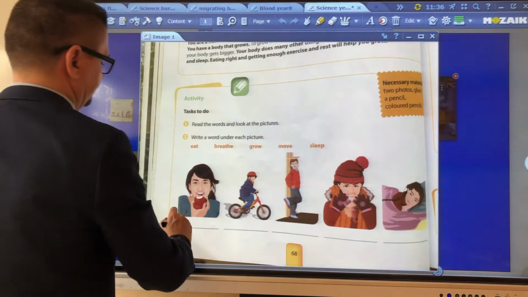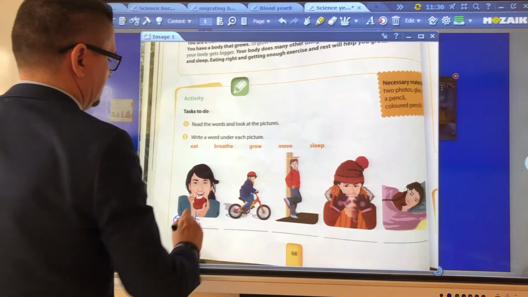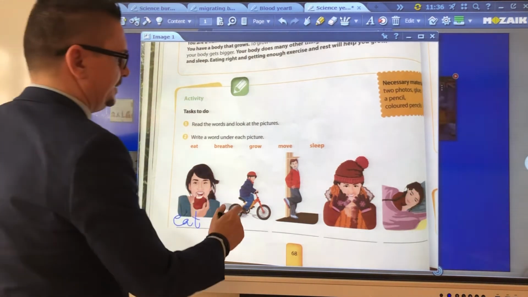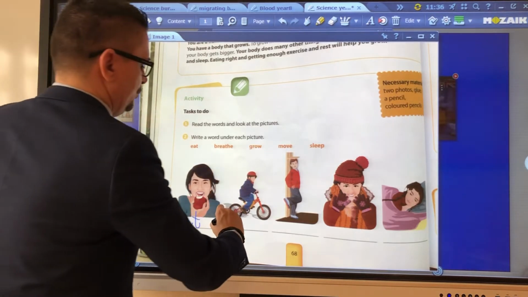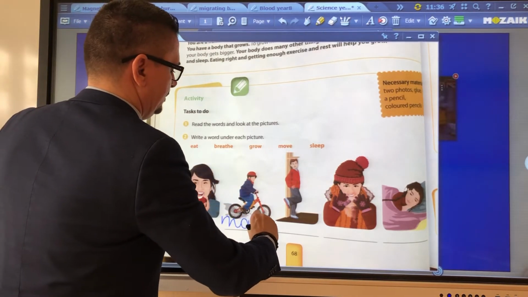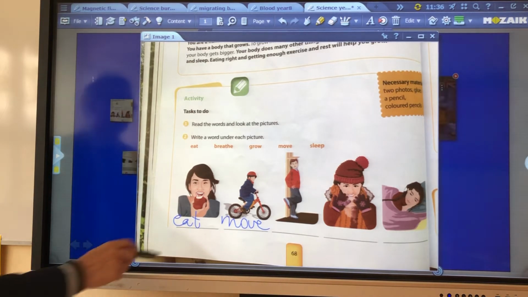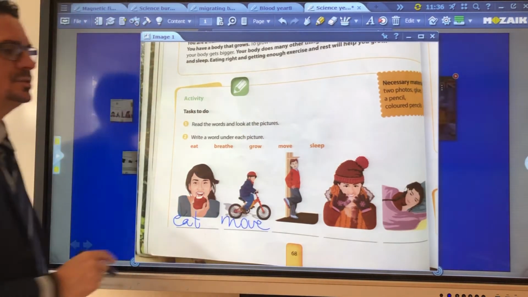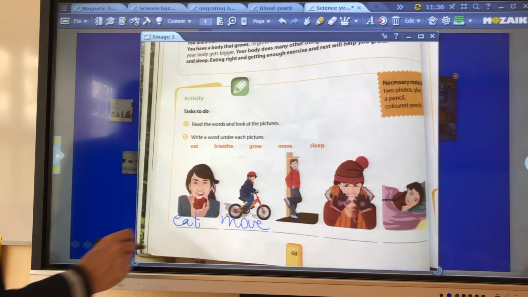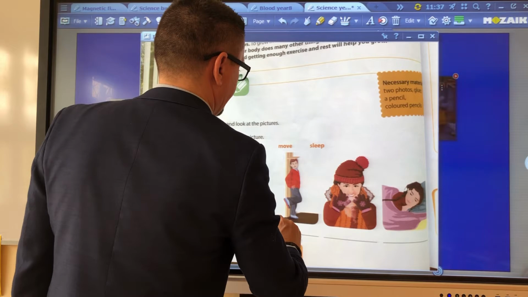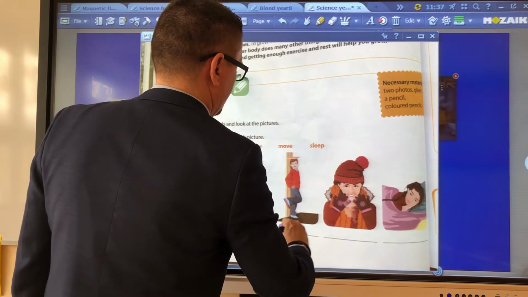First one. This girl is eating an apple. Yeah? The next guy is cycling there, so that is moving. I will write here, move. Probably the boy is checking his height because he was growing quite a lot over the next couple of months or a year. Then I will write here, grow.